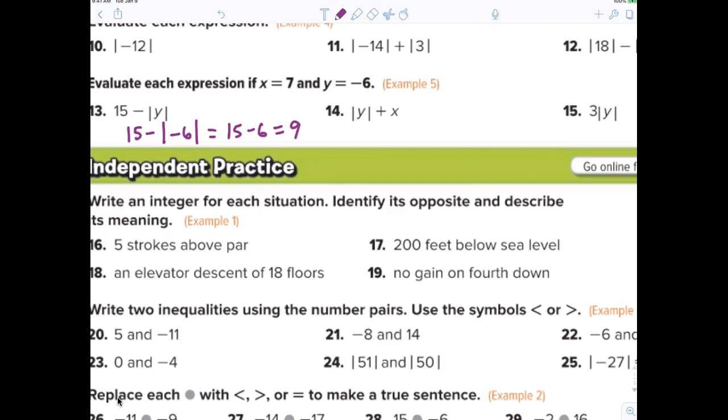Jake. Okay, 14. Y is negative 6, so the absolute value would be 6. And then X is just 7. So 16 plus 7 is 13. 13. Beautiful. Does everybody agree that's kind of easy, right? All right, this is probably way below us.